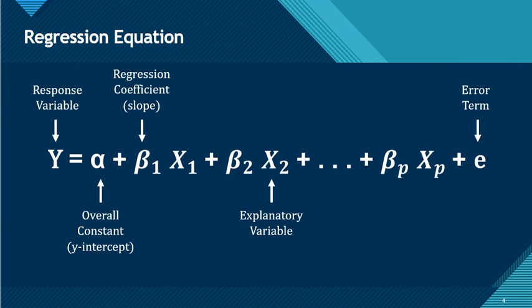So we will be using a regression equation because it allows for understanding of relationships among variables. Each component in the equation is broken down and detailed on this slide. You see the overall constant as alpha, regression coefficient or slope as beta, and error term as E.